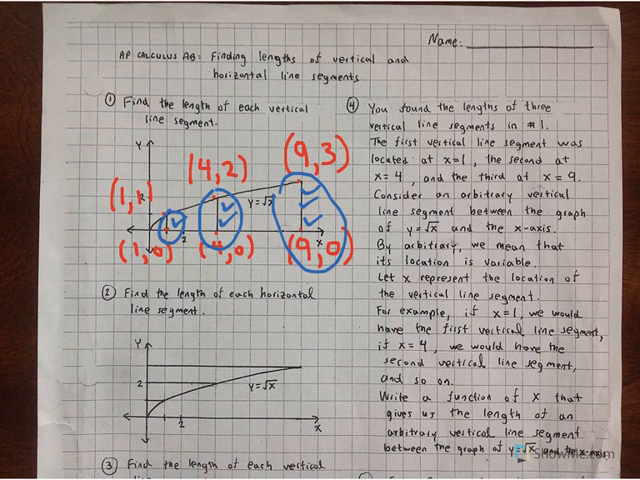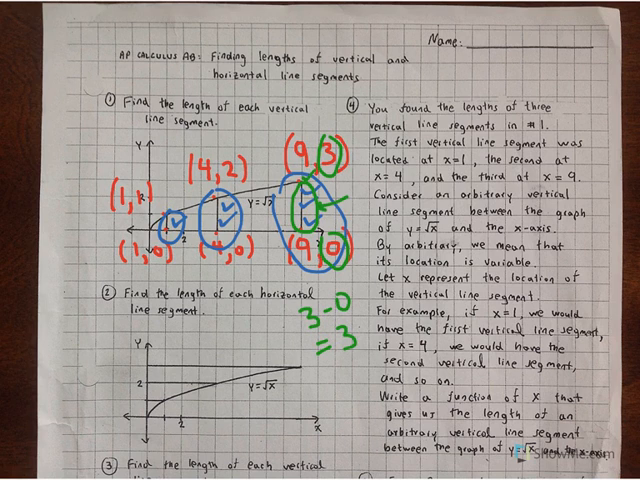The important observation that we want to make here is that for this line segment whose length is 3 units long, observe that the y-coordinate of the top endpoint is 3, and the y-coordinate of the bottom endpoint is 0. And if you do 3 minus 0, you get 3, which is the length of the vertical line segment.